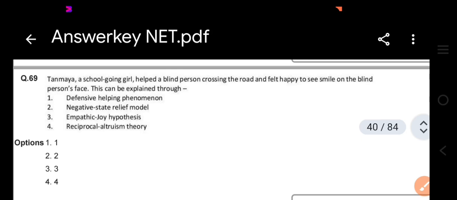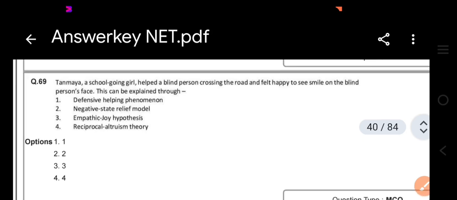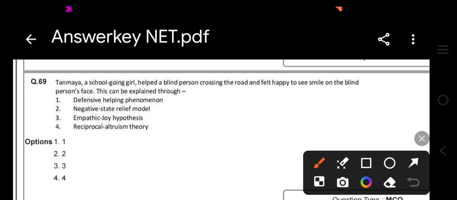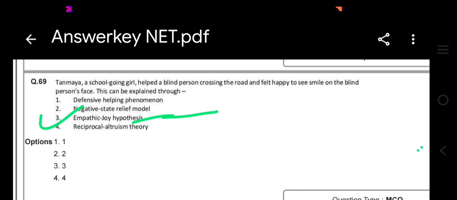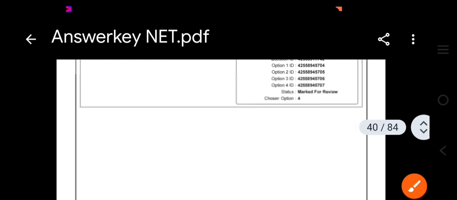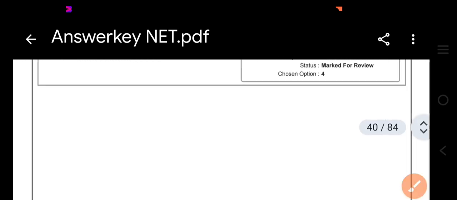As we see in the empathetic joy hypothesis, we see the person, through empathy, helping others, and also we see the happiness on their face. In that context, it is very matchable here. Empathetic joy hypothesis is the right answer. So this is one thing. Now we are moving to the next question.